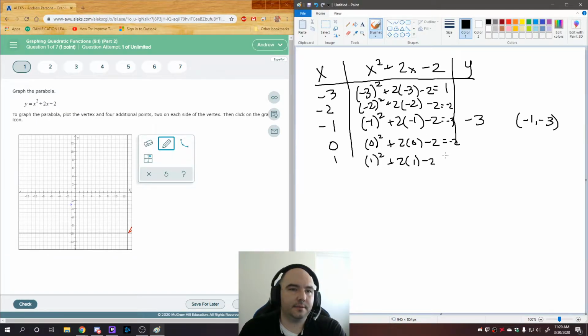And we get 1 plus 3, which is 4. Wait, no, 1 plus 2, which is 3, and minus 2, which is 1. You'll notice the symmetry of the outputs, right? It goes 1, 1, negative 2, negative 3, negative 2, 1.